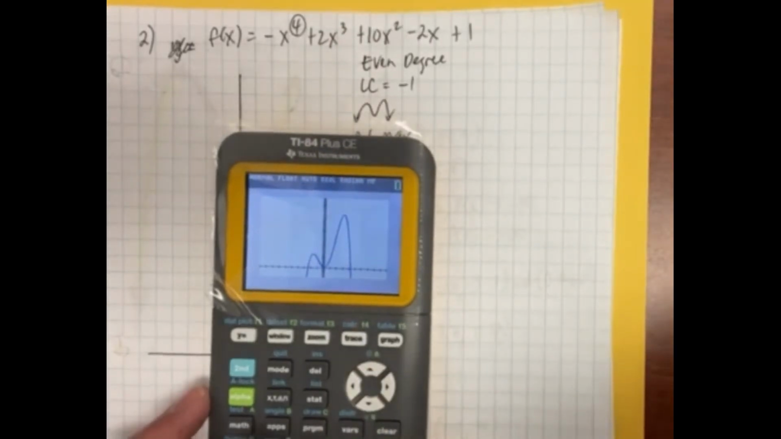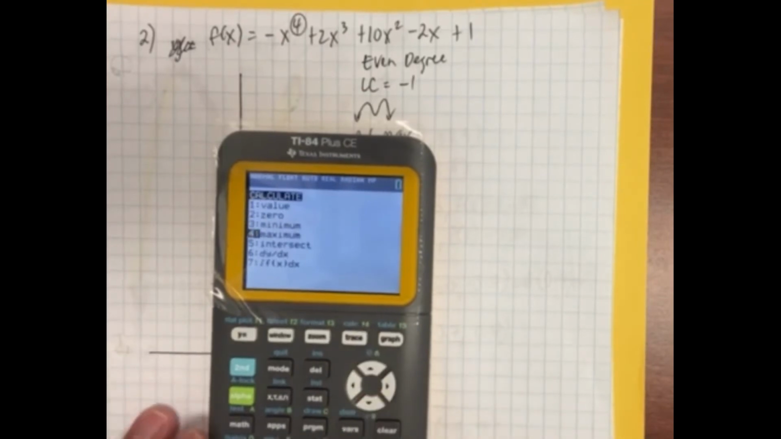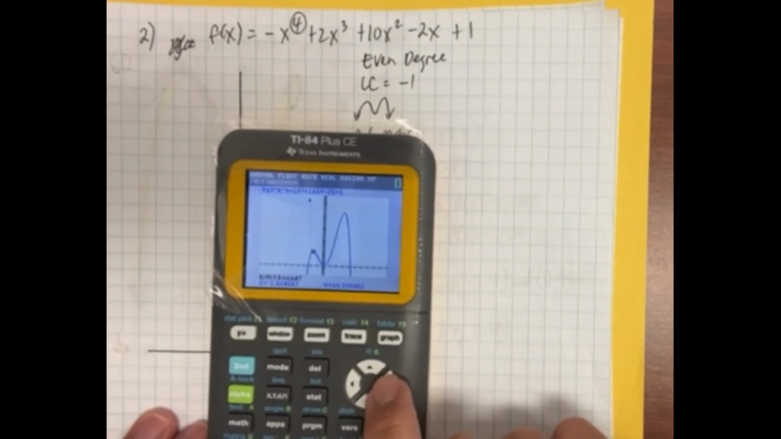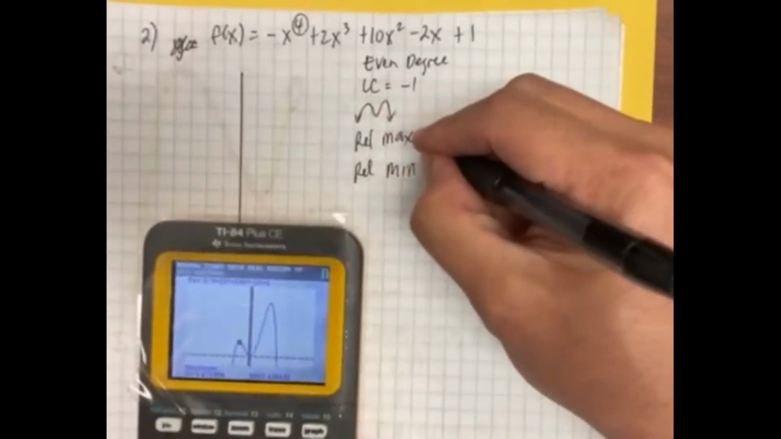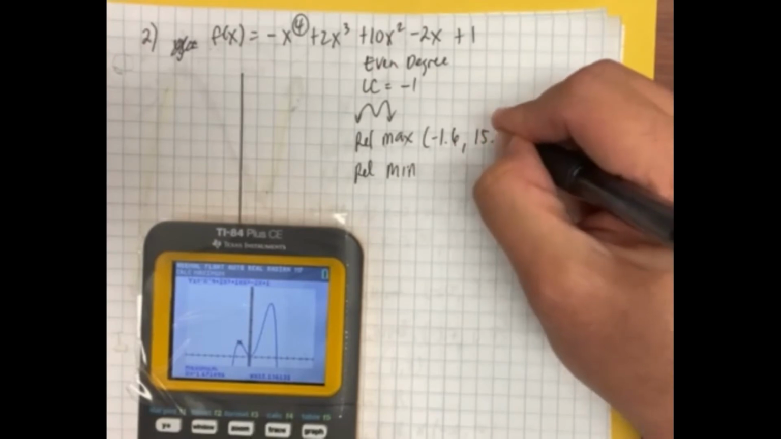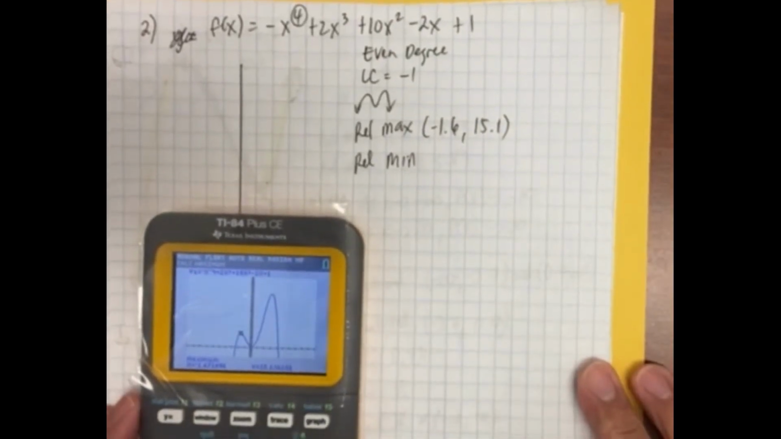So how do you find the relative max? We're going to hit second trace, go to the max, 4. And for the left bound, we're going to go on the left of this point. So I'm going to pass it a little bit. Enter. Hit the right cursor. Going to pass the right bound. Enter, enter. That gives me negative 1.6, comma 15.1. If you notice, I'm just rounding to the nearest tenth.